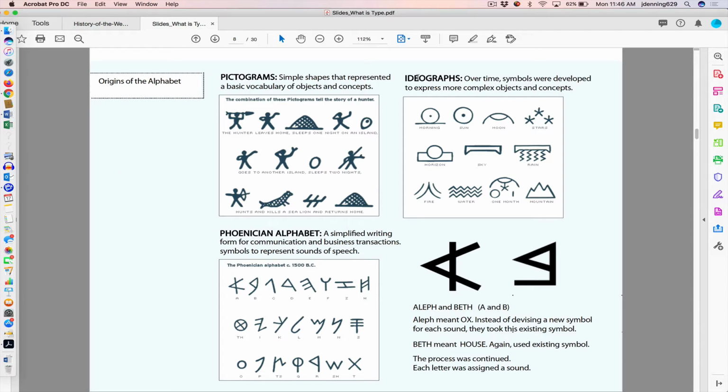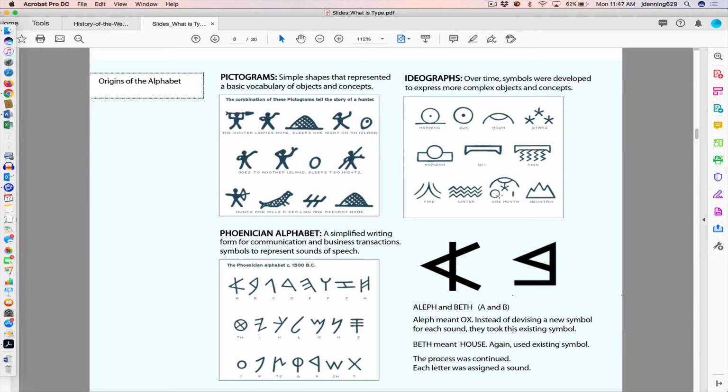You also had ideograms, which sort of evolved over time. And these were symbols that were developed to create more complex objects and concepts. So you can see here, the hunter leaves home, sleeps one night on an island, goes to another island and sleeps 2 nights, hunts and kills a sea lion and returns home. So this might be an example of a story created with pictograms. Ideographs are a little bit more complicated, for example, communicating concepts such as horizon or 1 month.